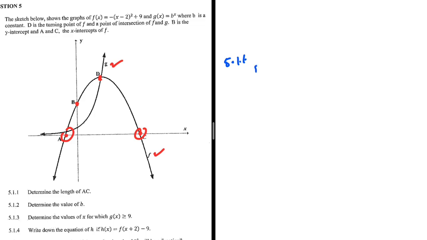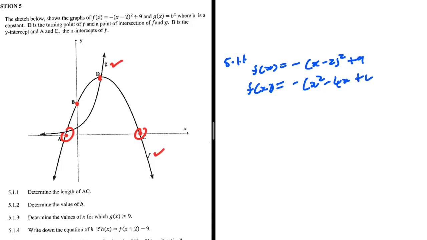Okay, so we have f of x, which is equals to minus x minus 2 squared plus 9. So let's solve this, x minus 2, everything to the power 2. We're going to have x squared minus 4x plus 4, and then plus 9. Let's multiply out by the minus sign.